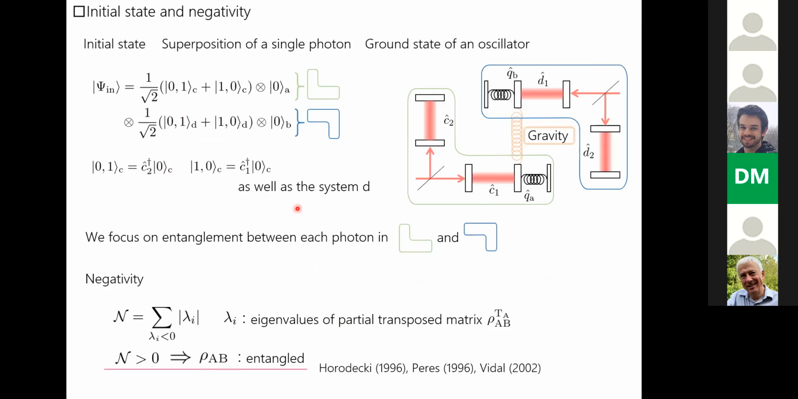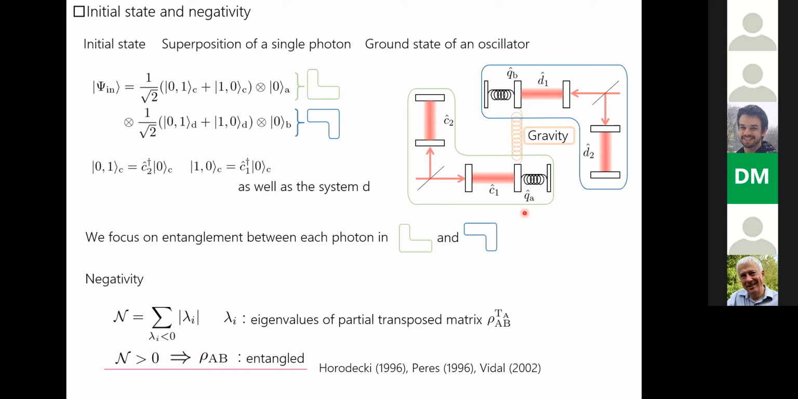We prepare the initial state, solve the dynamics, and investigate the quantum entanglement. The initial state of the green part is given as follows. We assume that a single photon is emitted from the source, and the single photon passes through a half mirror, and it is in a superposition of two paths. The single photon enters the cavities and forms the superposition of states in which the photon is in the cavity C2 and C1.